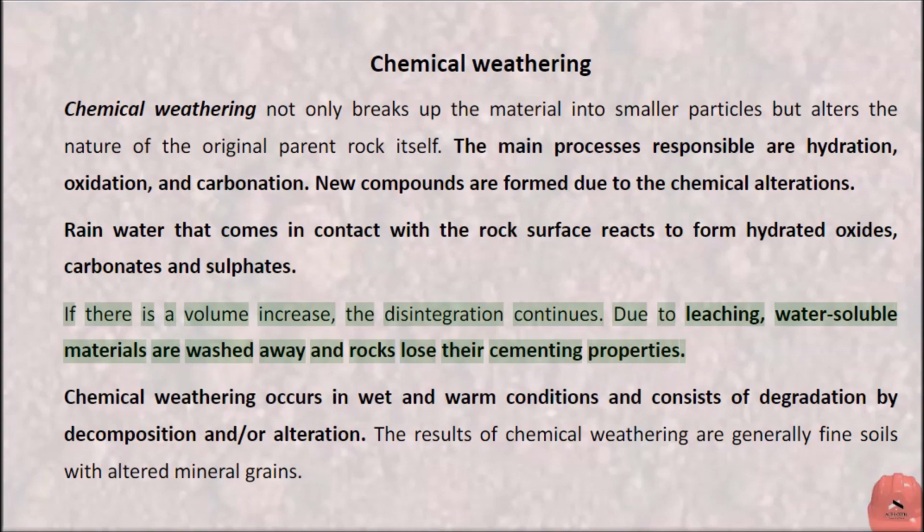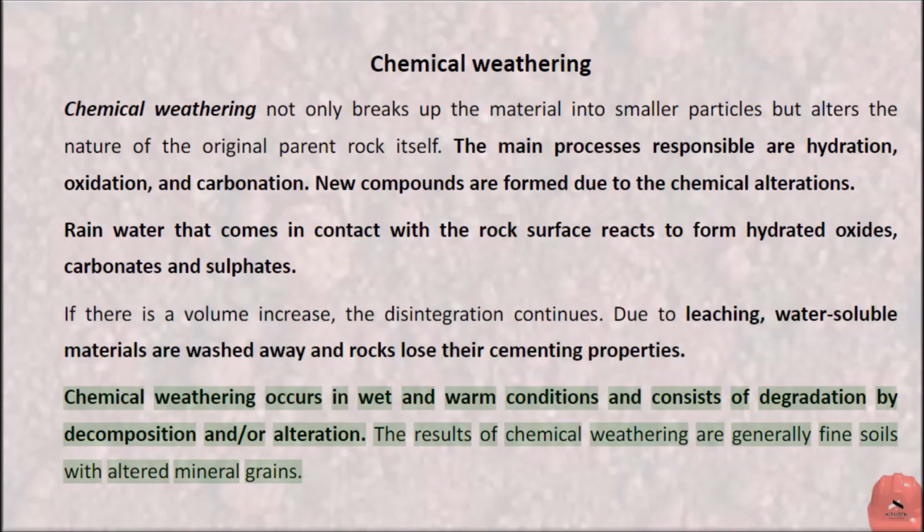If there is a volume increase, the disintegration continues. Due to leaching, water-soluble materials are washed away and rocks lose their cementing properties. Chemical weathering occurs in wet and warm conditions and consists of degradation by decomposition and/or alteration. The results of chemical weathering are generally fine soils with altered mineral grains.